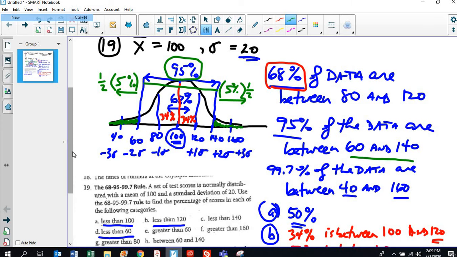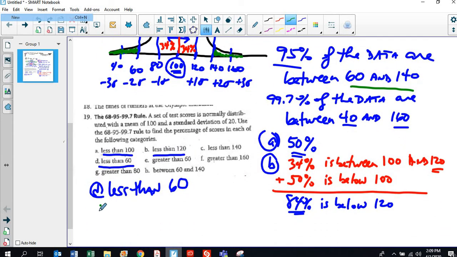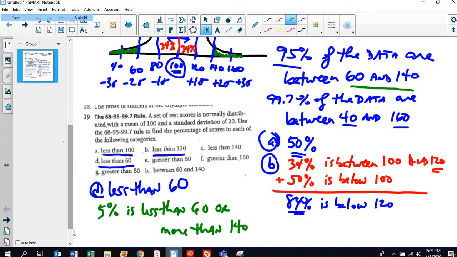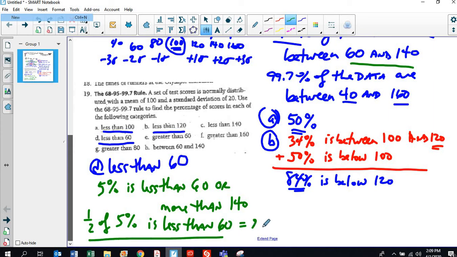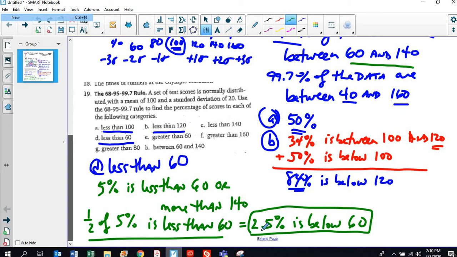Another way to read that is to say that 5% is less than 60 or more than 140. And because the normal distribution is symmetric, 50% on the left and 50% on the right, that means half of 5% is less than 60 because the other half is more than 140. And so half of 5% is 2.5% below 60. So you just have to draw the picture every single time, guys. You have to draw the picture every single time.